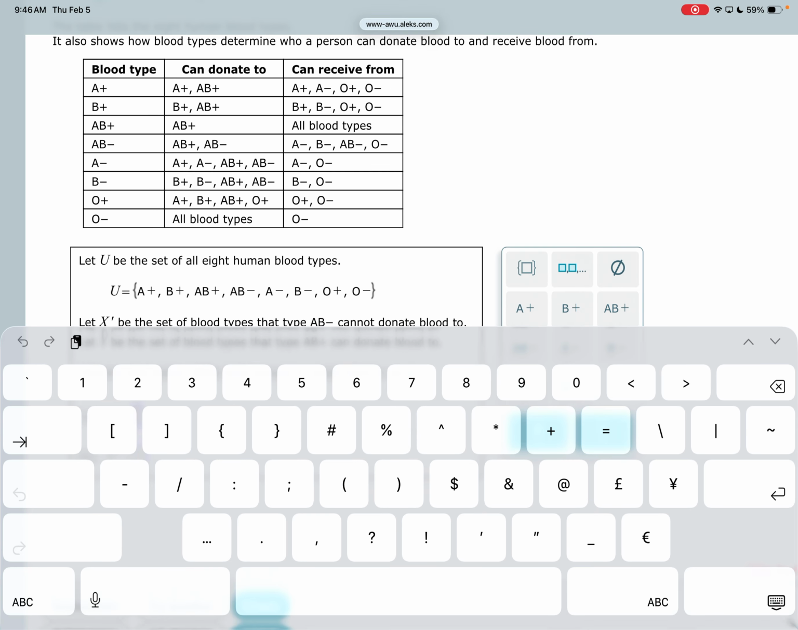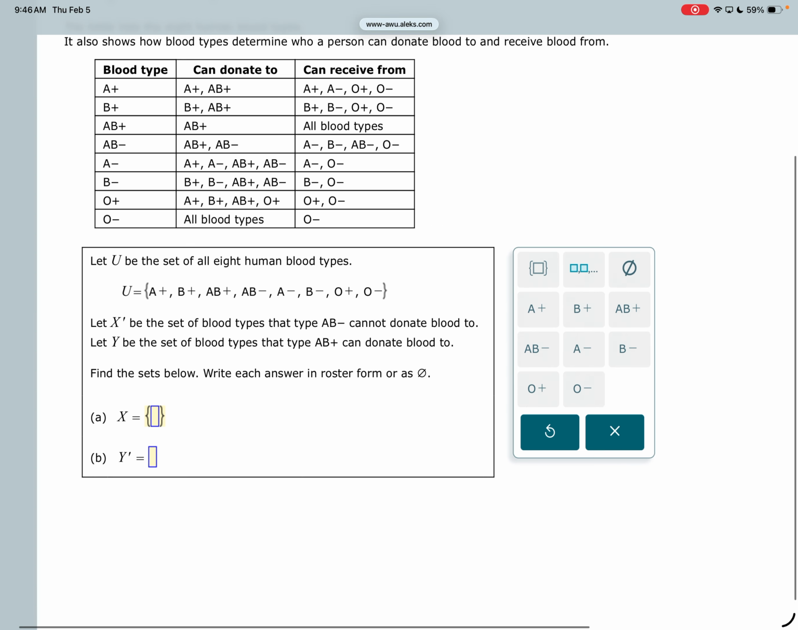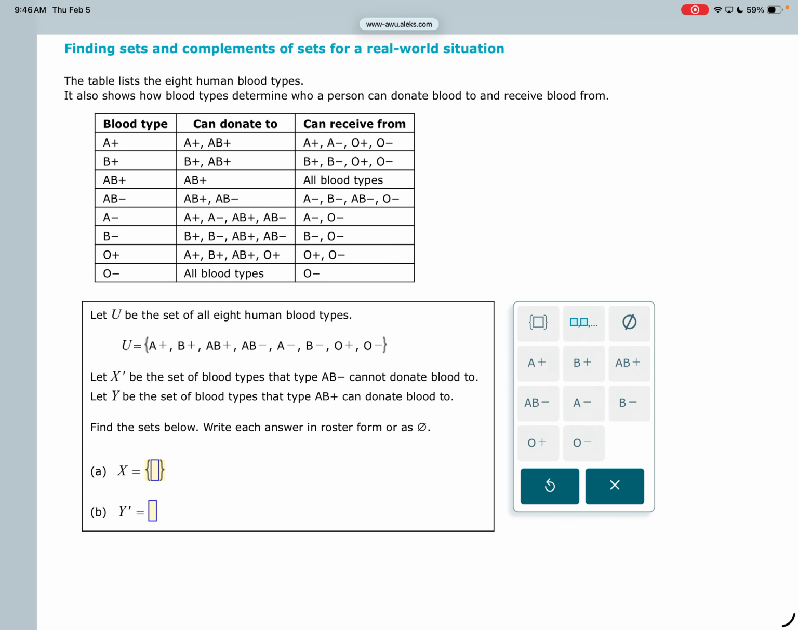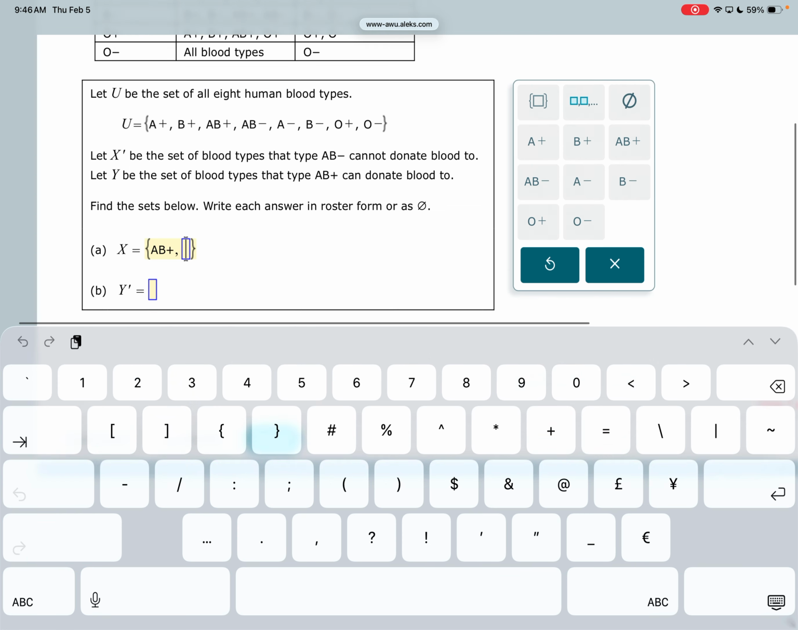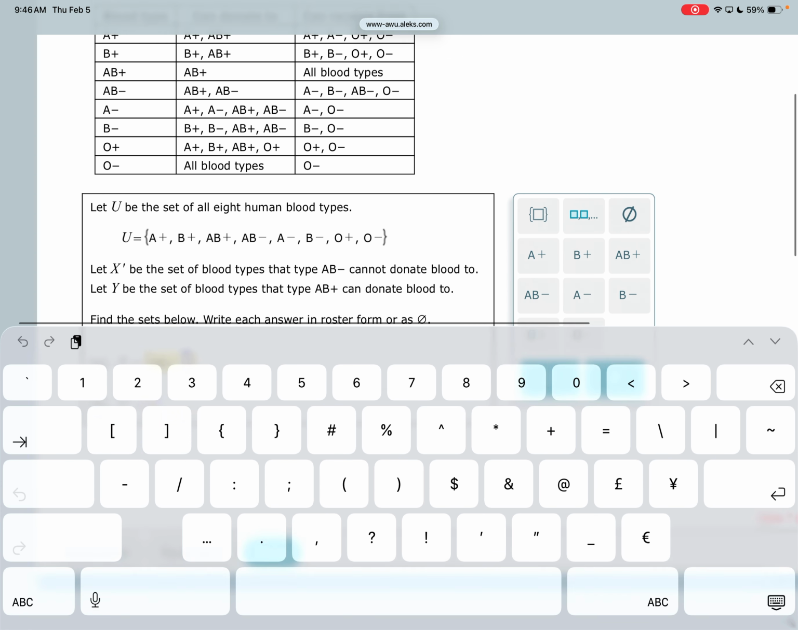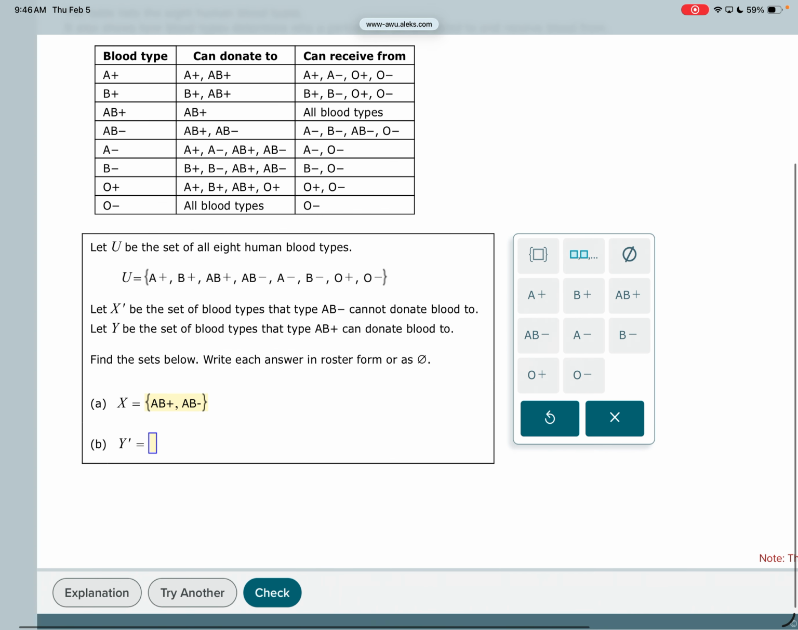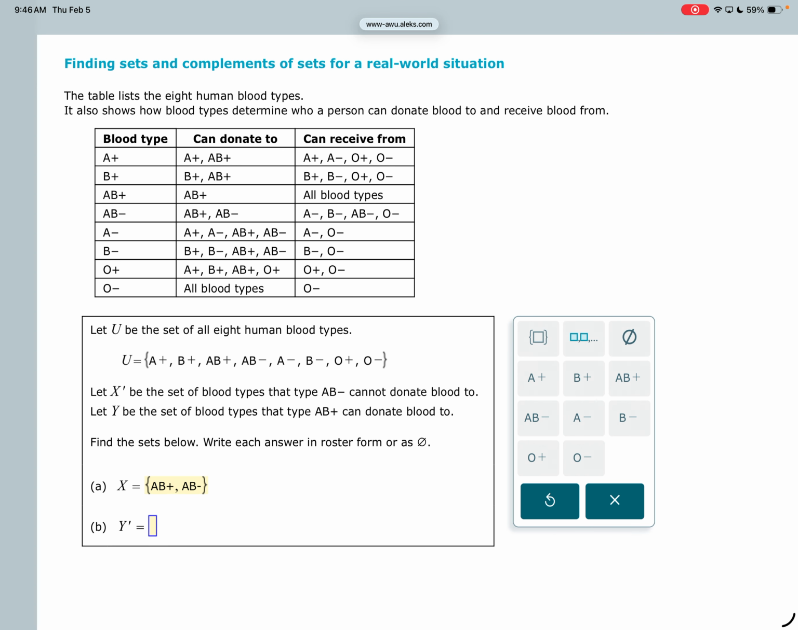All right, so X naught is what AB negative cannot donate to. So X would be what AB negative can donate to. That would be AB positive, and it keeps jumping on me, AB negative. Everybody good with that? I feel like that looks right.